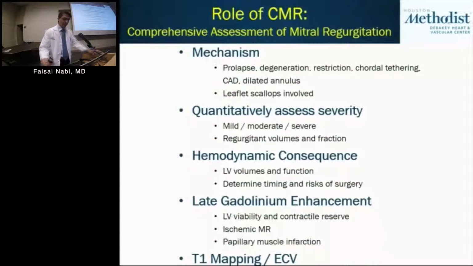So how can cardiac MRI help us? My next few slides will hone in on these main points. Well, number one, as Steve had discussed, it's more than just severity. We have to understand what the mechanism is that's leading to the regurgitation. We have to be able to assess the severity of the lesion and give it a grade. We have to assess the hemodynamic consequence of this lesion to the ventricle. So what are the volumes and function? And now, possibly being explored, how can late gadolinium enhancement and other methods to assess fibrosis, such as T1 mapping and ECV, be incorporated in our assessment of our patients? So why are these important?